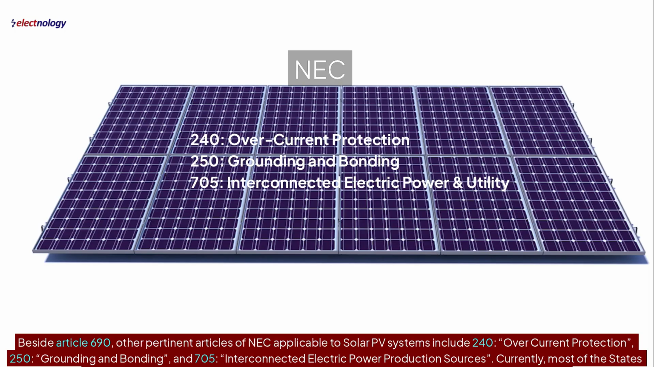Beside Article 690, other pertinent articles of NEC applicable to solar PV systems include 240, overcurrent protection, 250, grounding and bonding, and 705, interconnected electric power production sources. Currently, most of the states or authorities having jurisdiction in United States require compulsory compliance to NEC code.